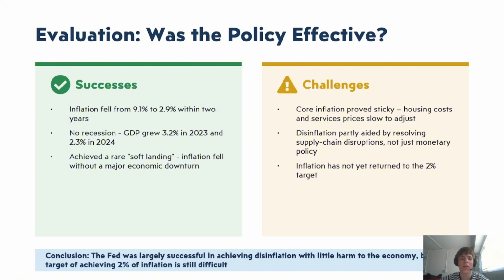Overall, the Fed was largely successful in achieving disinflation with little harm to the economy, but the target of achieving 2% inflation remains difficult.